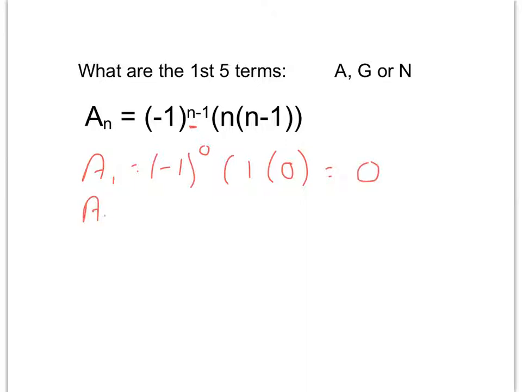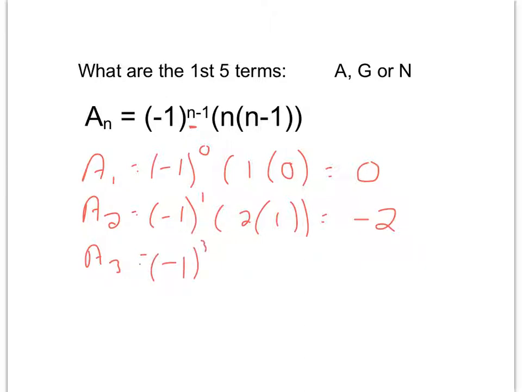Our second term is going to be a sub 2, which is now negative 1 raised to the 2 minus 1, which is 1, times 2 times 2 minus 1, which is 1, and that equals now, negative 1 to the first is negative 1, 2 times 1 is 2, so that's negative 2. Our third term, a sub 3, is going to equal negative 1 raised to the, again, 3 minus 1, which of course is 2, times n, which is 3, times n minus 1, which is 3 minus 1, which is 2.